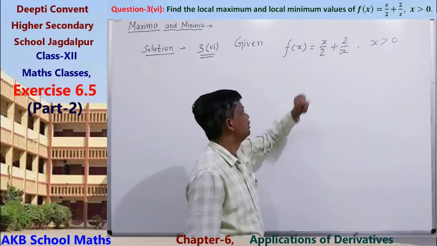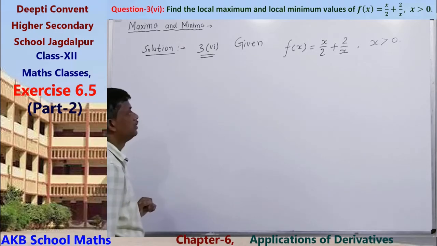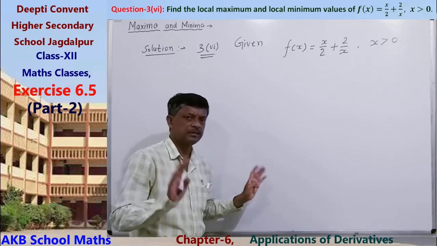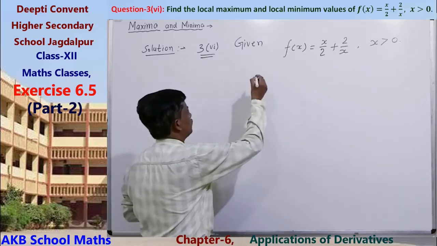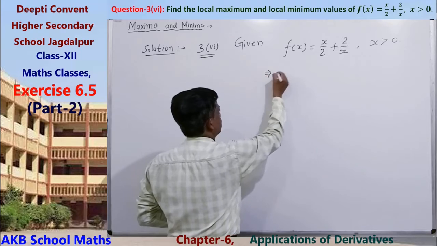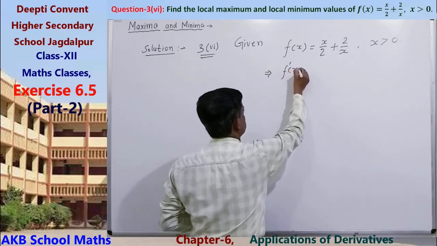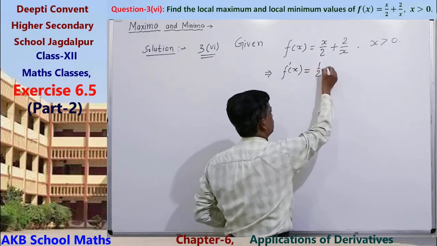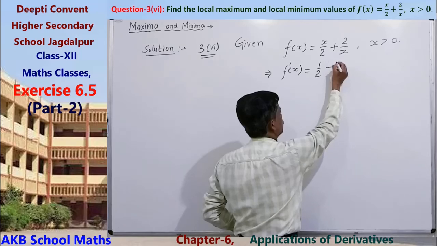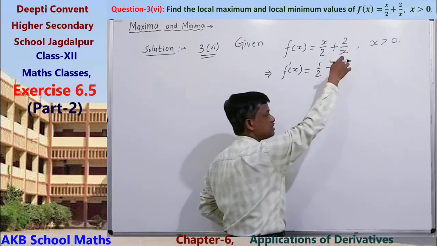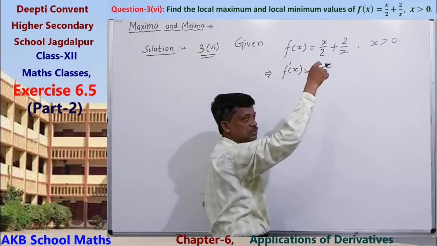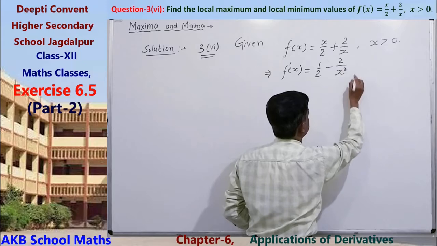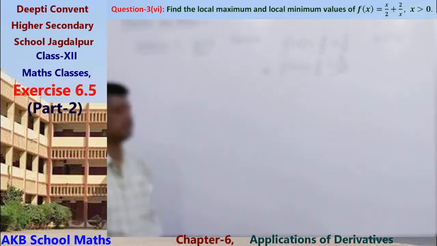For this question, we have to use the second derivative test. First of all, find the first derivative. Differentiate with respect to x. x by 2 gives 1 by 2, and 2 by x, which is 2 x to the power minus 1, gives minus 2 by x square. This is the first derivative.